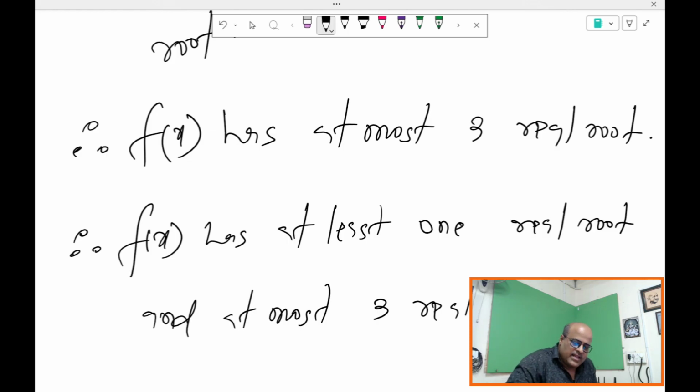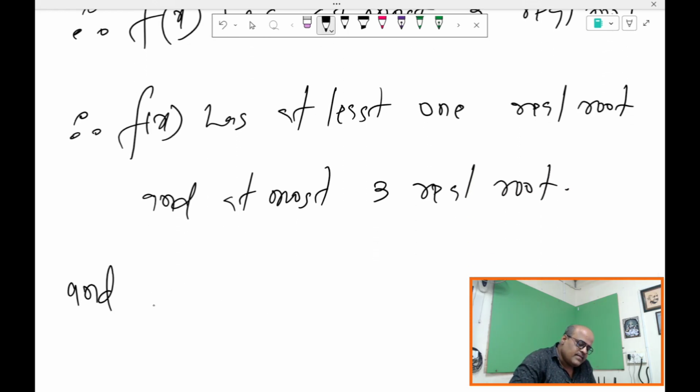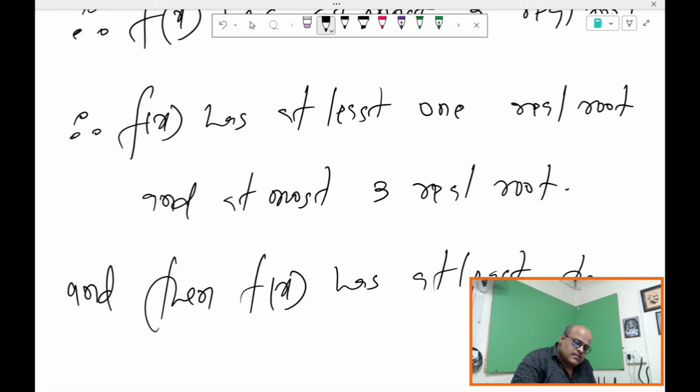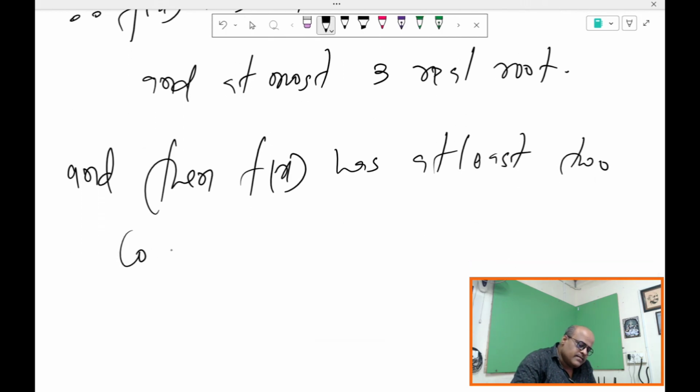Okay. So finally here we can write, f(x) has at least two complex roots in conjugate pair.